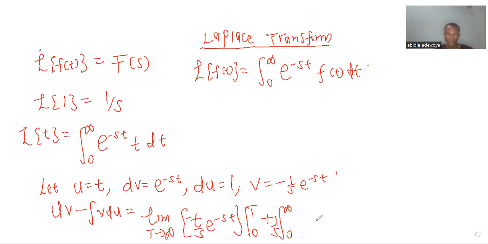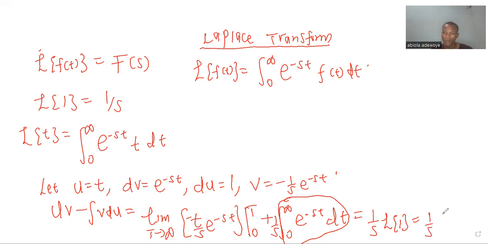Then we have v du, where our du is 1, so we have exponential minus st dt. It means we are asked to find 1 over s times the integral. If you look at this very well, from our first example, this is more like finding the Laplace transform of 1. So it means 1 over s multiplied by the Laplace transform of 1, and don't forget, the Laplace transform of 1 is 1 over s. So I'm going to have 1 over s multiplied by the Laplace transform of 1, which is what?